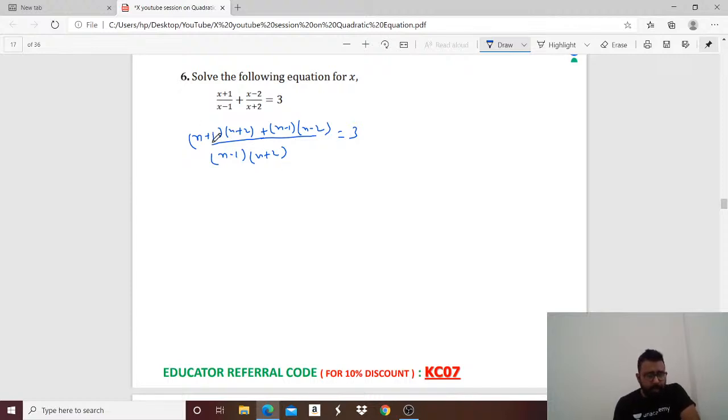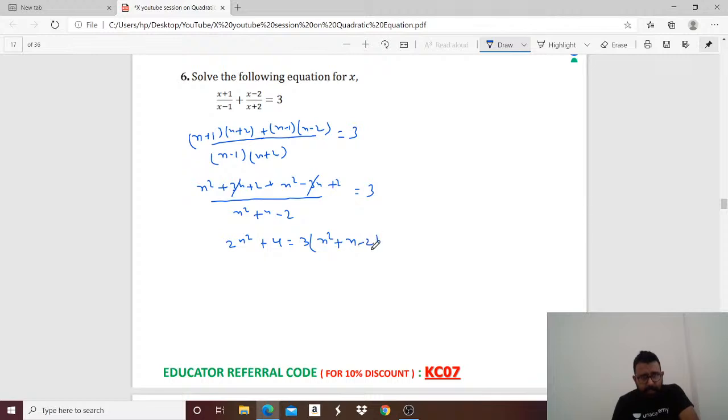Now we have to solve this. Open the bracket, x square plus 3x plus 2 will come here. When you open this, this will become x square minus 3x plus 2. Open the bracket of the denominator, so this will be x square plus x, because plus 2 minus x is plus x. Or you can say a plus b, where a is minus 1 and b is 2, so minus 1 plus 2 will be plus 1, and minus 2, this is equal to 3. Here the 3x goes, what is left? 2x square plus 2 is just 4, is equal to 3 into x square plus x minus 2. Open the bracket, 2x square plus 4 is equal to 3x square plus 3x minus 6.